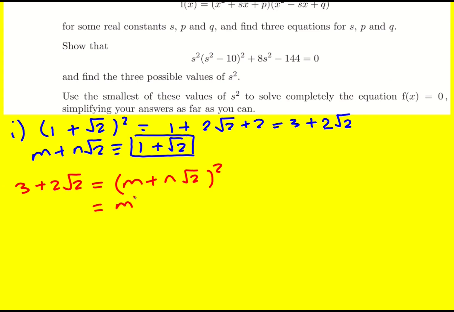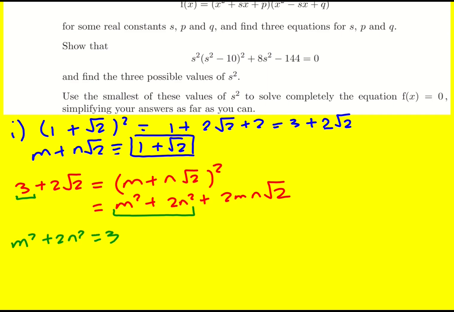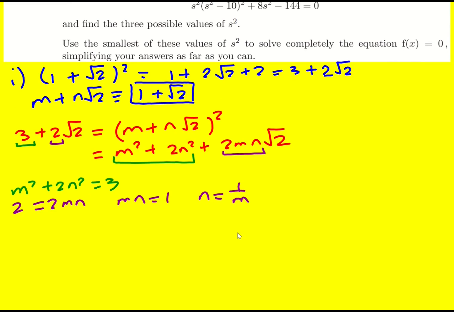The right hand side then becomes m squared plus 2n squared plus 2mn root 2. And I can compare coefficients. It must be that 3 is equal to this integer part here. m squared plus 2n squared is 3. And then the coefficients of the third part must be equal. So 2 is equal to 2mn, or mn is equal to 1, or n is equal to 1 over m. Brilliant. Now I can substitute that in.